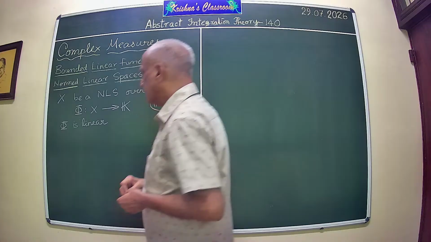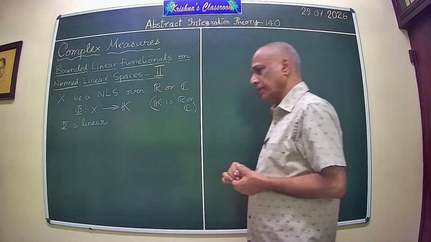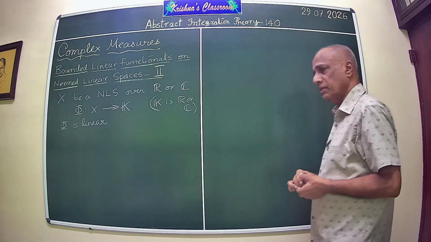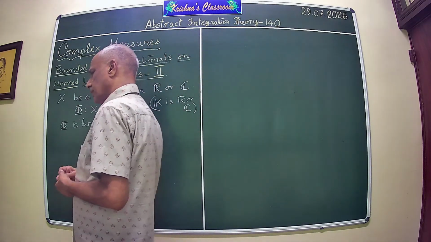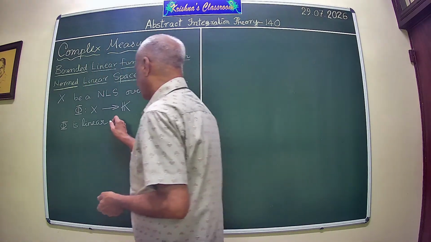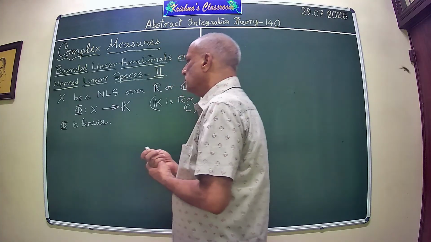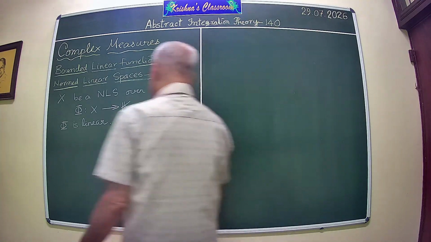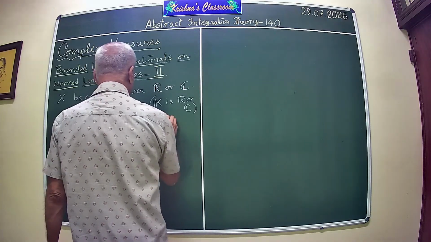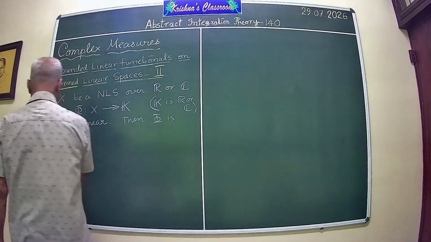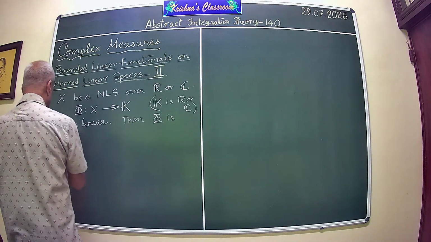Phi is linear, that means phi of x plus y equals phi x plus phi y, phi of alpha x equals alpha times phi x. That is the usual definition of linear. Then phi is called a linear function.